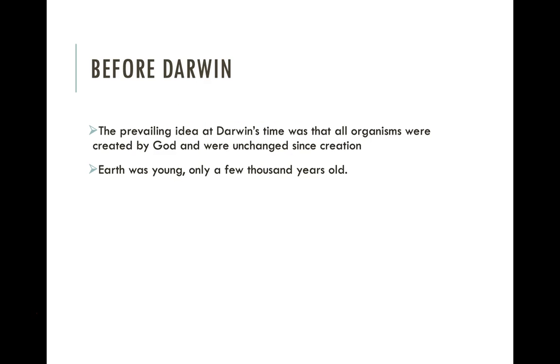So I mentioned earlier that before Charles Darwin, the prevailing idea about the diversity on Earth was that all organisms were created by God and had been unchanged since creation. So this is a first world Western idea that organisms were created and they were the same as they always were, and there was no reason for them to change because they were created perfectly.